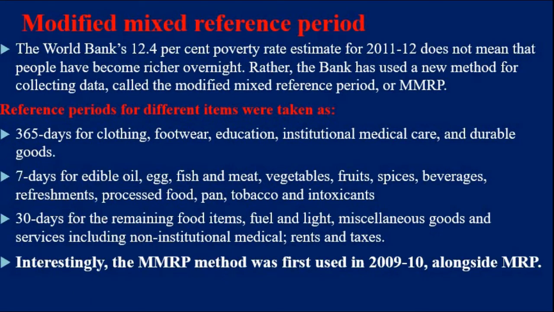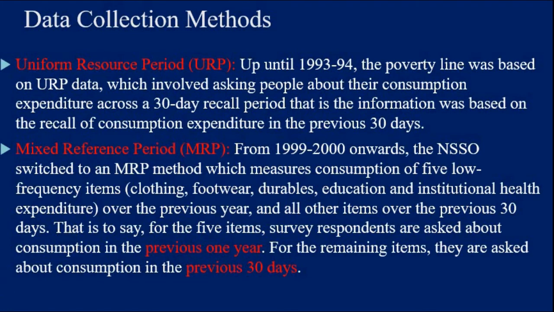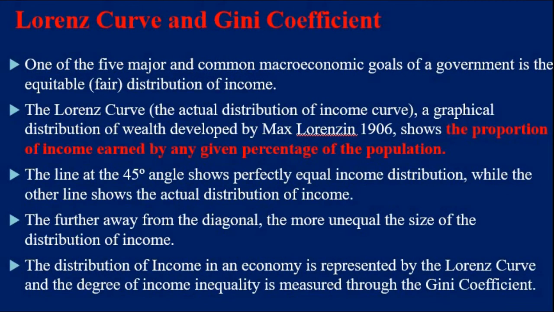What is the MRP? Mixed reference period. Now we'll look at another important concept, the Lorenz curve and Gini coefficient. One of the five major macroeconomic goals of the government is equitable distribution of income. The main goal of the government is equal distribution of income. The ultimate goal is people's welfare, so if all the people are satisfied, then the goal of the government is reached.